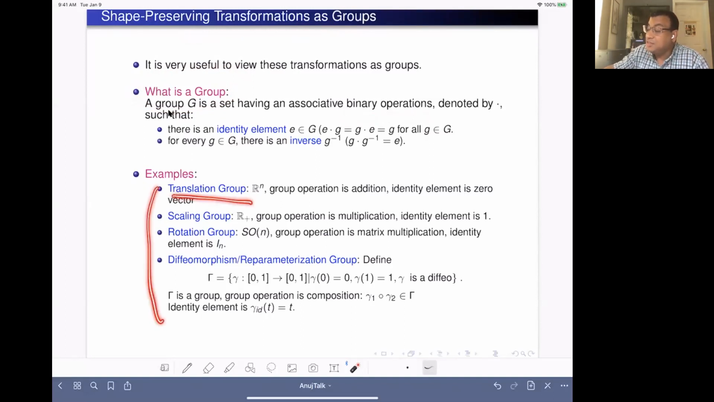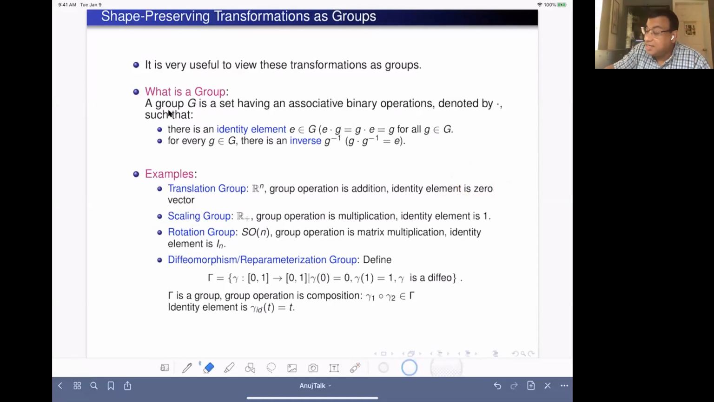Translation group. The translation group is nothing but Rn, this Euclidean space, and the group operation here is addition. I have two vectors, and if I add them up, I get another vector. The identity element is 0. The identity element is that element of the group that leaves things unchanged. So if I translate by 0, nothing happens.